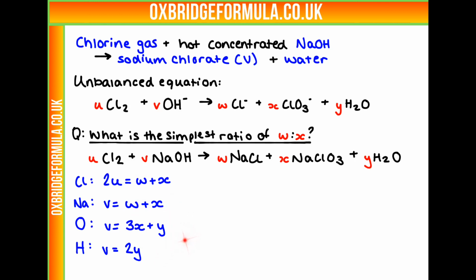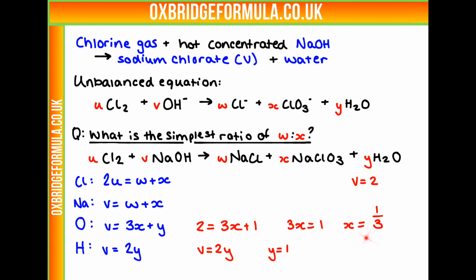For this, I'm just going to start with an arbitrary number. I'm just going to say V is 2, because that makes this hydrogen equation nice and easy. So if V is 2, then 2 equals 2Y, so Y must equal 1. I can then look at our oxygen equation. So 2 equals 3X plus 1 if we substitute our numbers in. So 3X equals 1, or X equals a third.